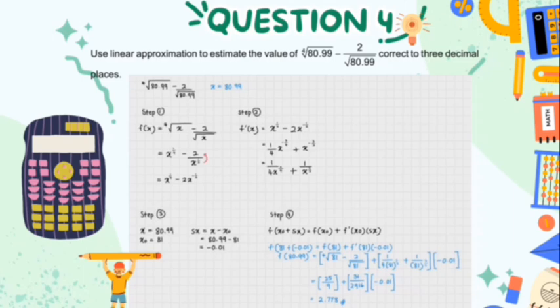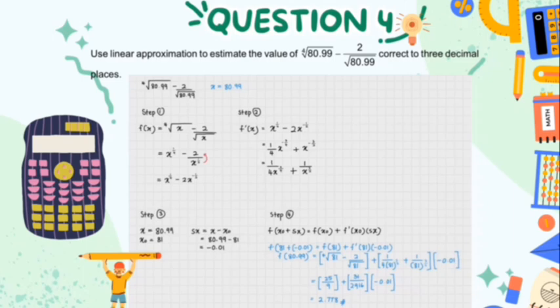Step 3, we need to identify the x, x naught and delta x values. For the x value, we can get it from the question. So 80.99 is the x value. To find the x naught value, we need to identify the integer that is close to the value of x, so the value is 81. And for the delta x value, we need to subtract the x naught value from the x value, so the answer is negative 0.01.